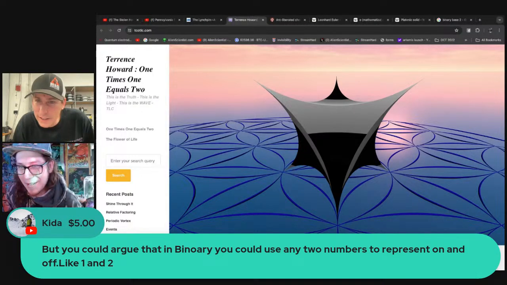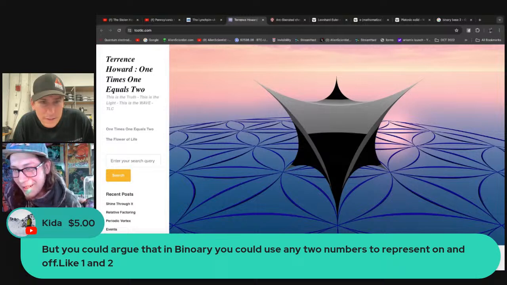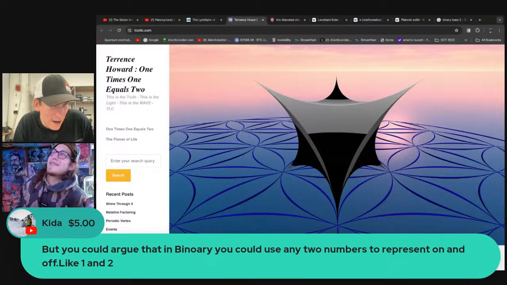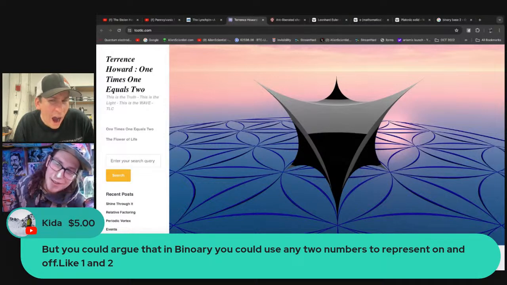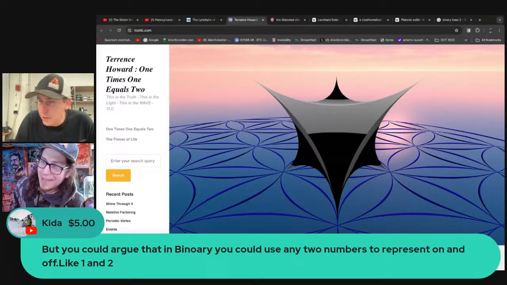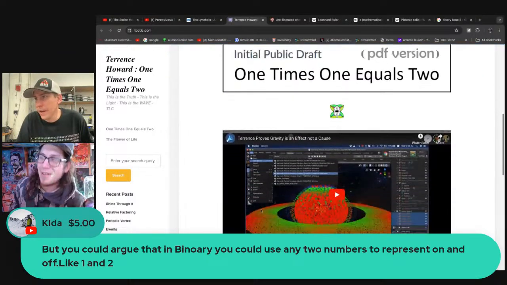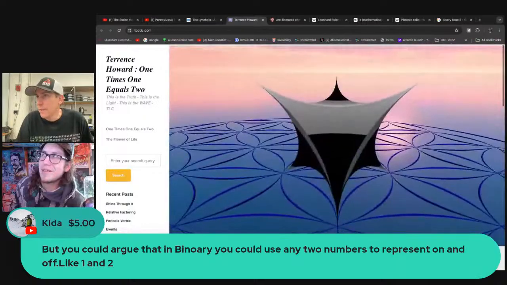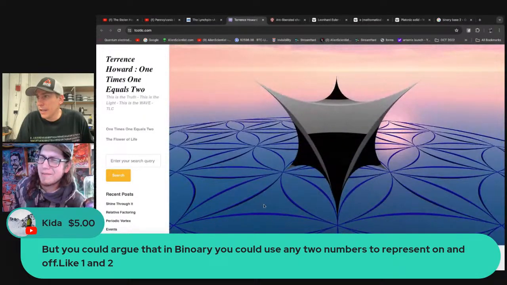You could argue that in binary, you could use any 2 numbers to represent on and off, 1 and 2. So that's an interesting concept that maybe that's a breakthrough right there. You just use placeholders instead of numbers and stuff. Yeah. But that's what calculus essentially is, no?